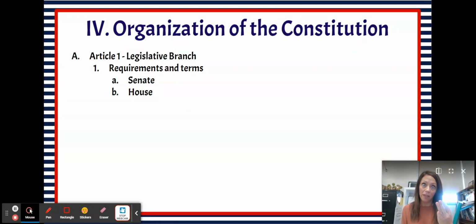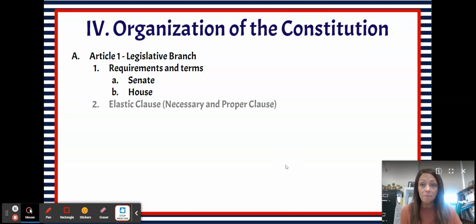Next, we've got requirements to serve in the United States House of Representatives. There are also 3 requirements there. You have to be at least 25 years old. You have to have been a U.S. citizen for at least 7 years. And you also have to live in the district that you're going to represent. So make sure you get all 3 of those down for the House and the Senate. And then we're going to get more into that in class.